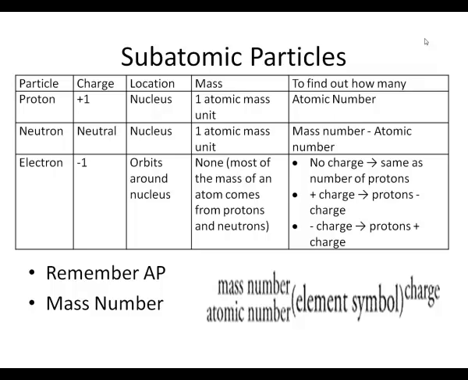Last thing that you should know: this layout here that we have, the mass number over the atomic number, then the element symbol and the charge. You'll need to know that layout, and you need to understand how to take the information that we have up here and convert that into the mass number, atomic number, and write it out in this format.